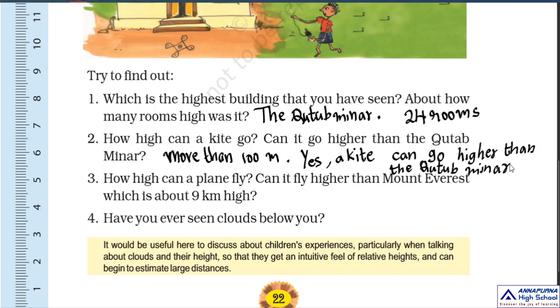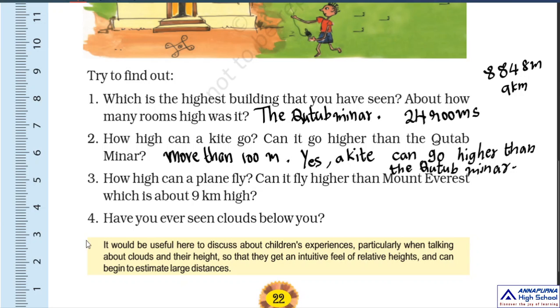Okay children, move to the third question. How far can a plane fly? Do you ever travel in a plane? Can it fly higher than the Mount Everest, which is about 9 kilometers high? So children, what is the height of Mount Everest? 8,848 meters. That is approximately 9 kilometers.